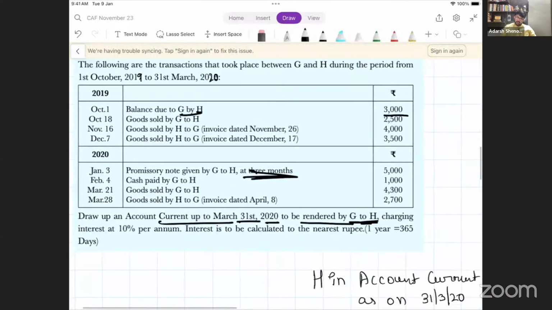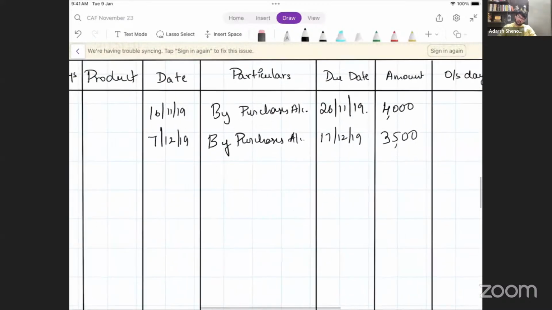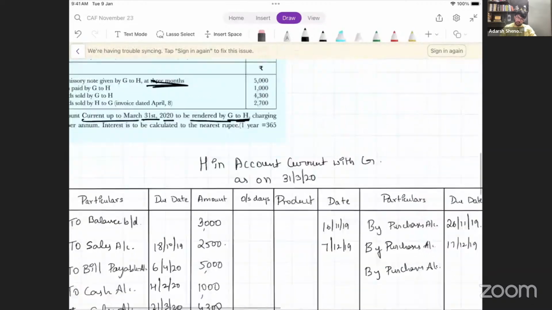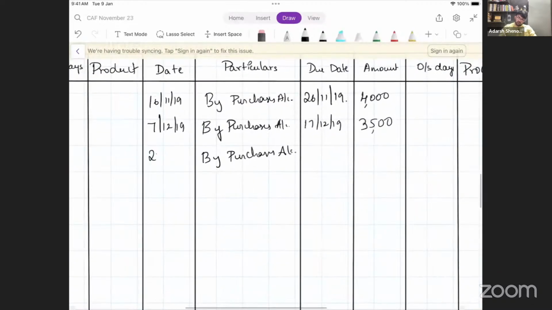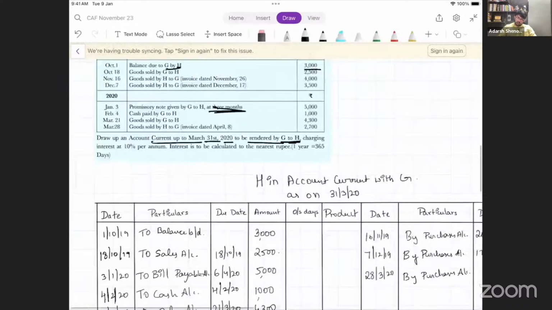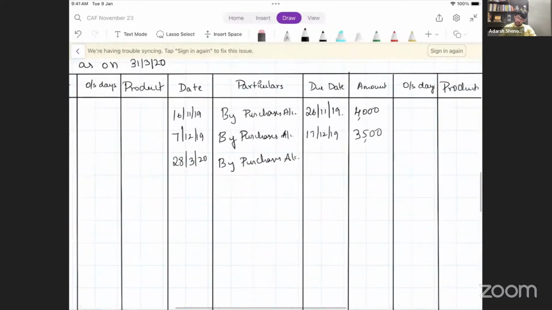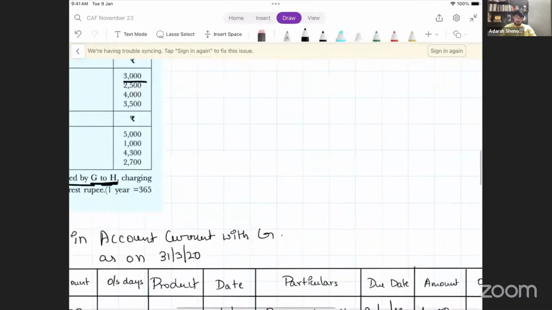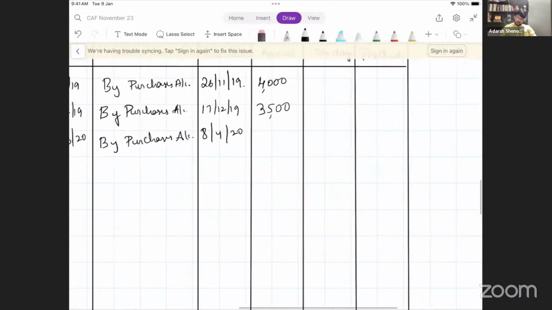And the last one is goods sold by H to G. So H is selling to me. So it's purchases for me. Purchase account debit to H's account by purchases account. This is on 28th March 20. And 8th April is the invoice date. What is the amount? 2,700.